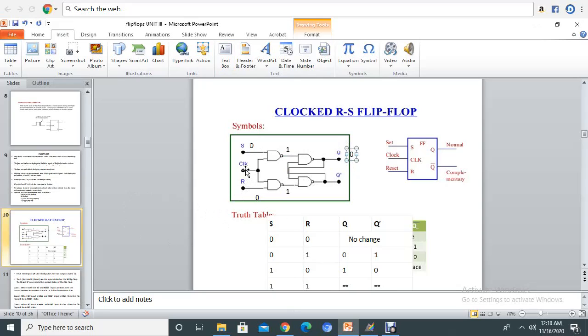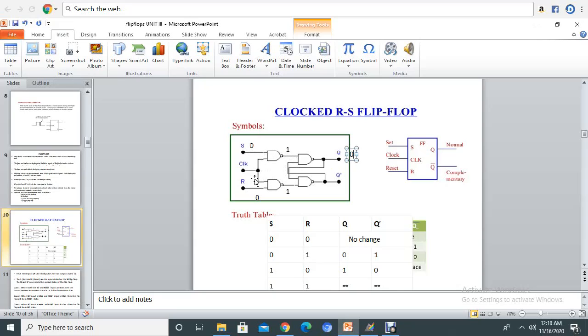So S is equal to 0, R is equal to 0. Now I am applying clock pulse. All of you remember that in a NAND gate, if any one of the inputs is 0, then the output will be 1. If both the inputs are 1, then the output will be 0.